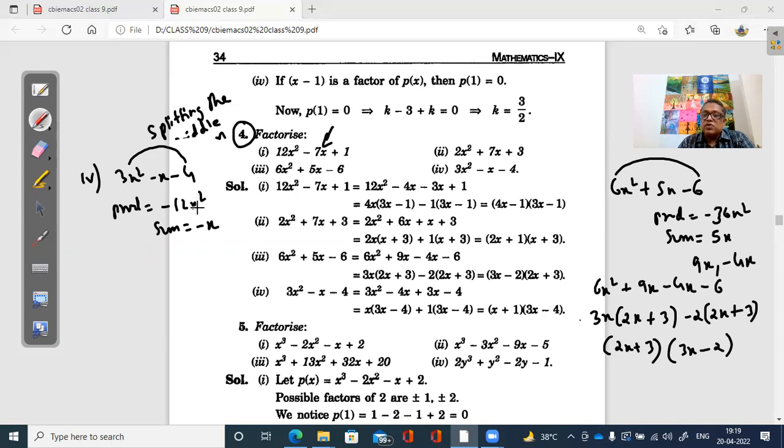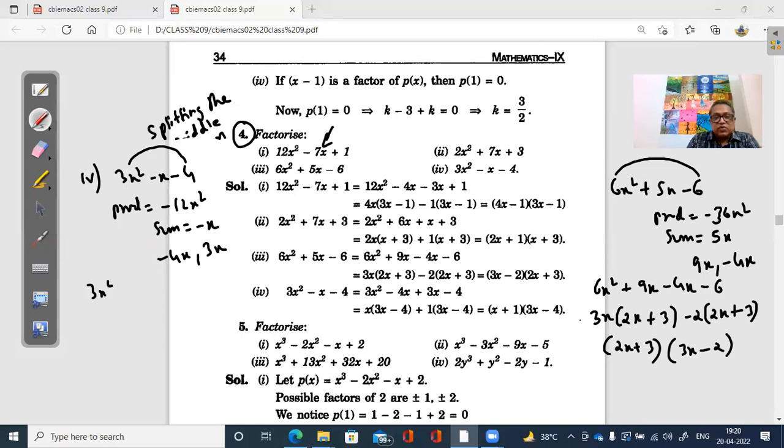So what are the possibilities for multiplying to get 12? 6 2s are 12 and 4 3s are 12. 6 and 2 will not give you this minus 1x, but 4 and 3 will. So minus 4x and plus 3x will be the factors, because minus 4 into positive 3 gives minus 12, and minus 4 plus 3 gives negative 1. There is no number here, that means it is minus 1x, right?